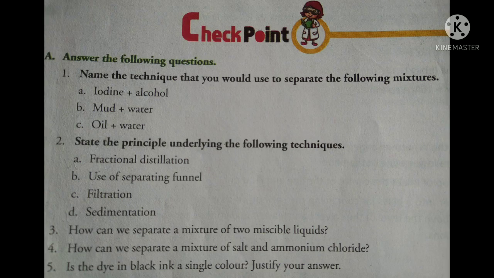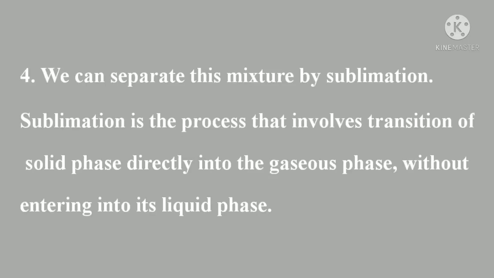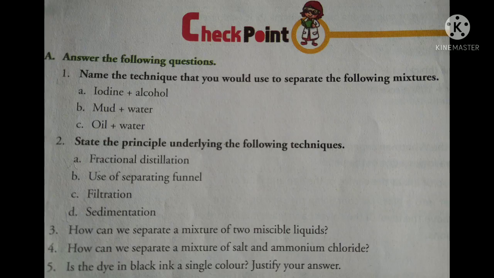Okay. Number 4. How can we separate a mixture of salt and ammonium chloride? Obviously, we have studied just now. We can separate this mixture by sublimation. Sublimation is a process that involves transition of the solid phase directly into the gaseous phase without entering into the liquid phase.